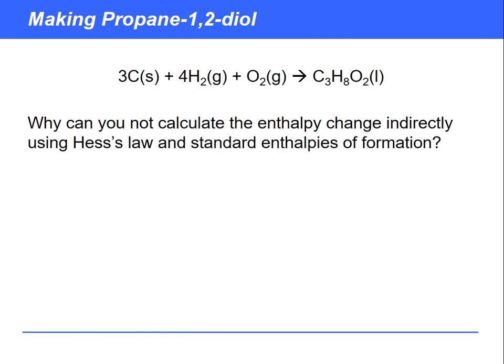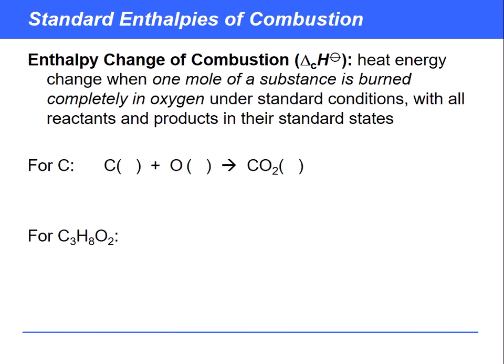Well, what you should have realized is that this is actually an enthalpy of formation. This is the enthalpy of formation of this compound, propane 1,2-diol. It's forming 1 mole of the substance from its elements and everything in its standard states. So we can't use enthalpies of formation to calculate this indirectly, but for many compounds we can burn them in excess oxygen and measure the enthalpy of combustion, and these are another really useful means to work out enthalpy changes indirectly.